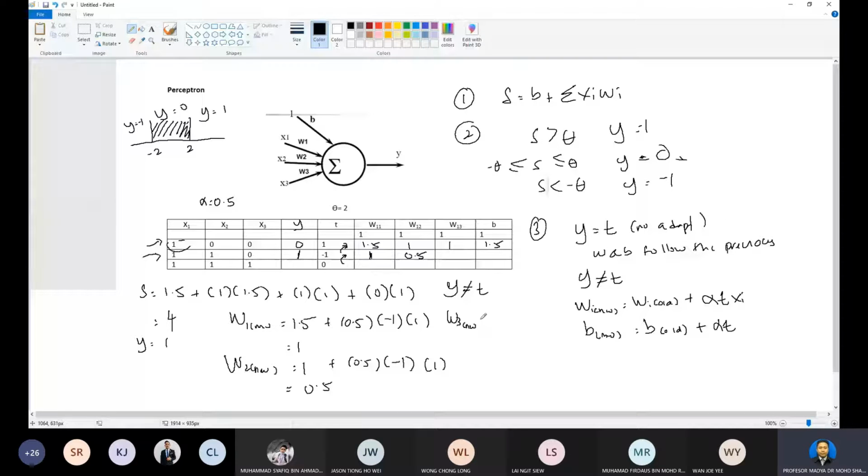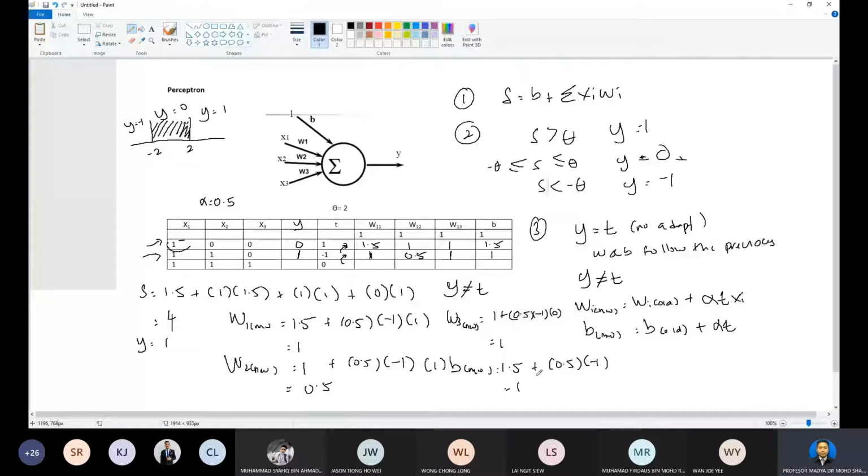Okay, the old weight will be 1, plus alpha 0.5. Alright, so x3 is negative 1, target is negative 1 and 0. So the answer will be 1. Okay, this one will be maintained. And then the new bias: the old bias is 1.5, plus alpha 0.5 multiplied by target negative 1. So the bias will be 1.